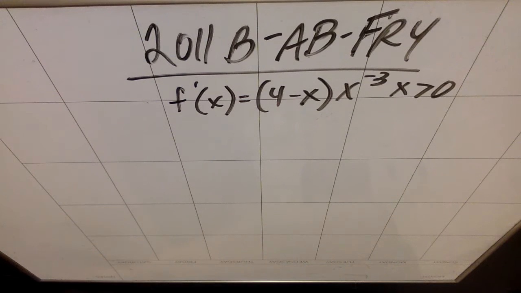AP Review. This is 2011 Form B, AB Free Response 4. Consider the differentiable function f having domain of all positive real numbers, for which it is known that f prime of x equals the quantity 4 minus x times x to the negative third for x values greater than 0. Part A. Find the x-coordinate of the critical point of f.